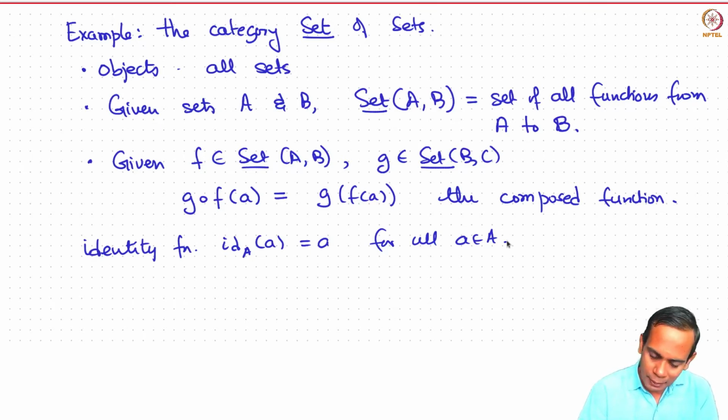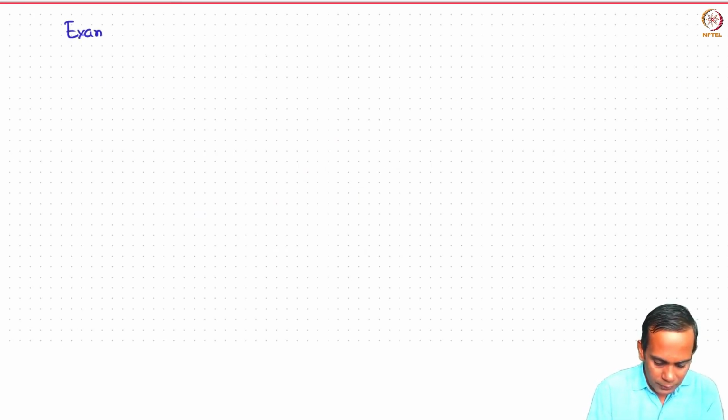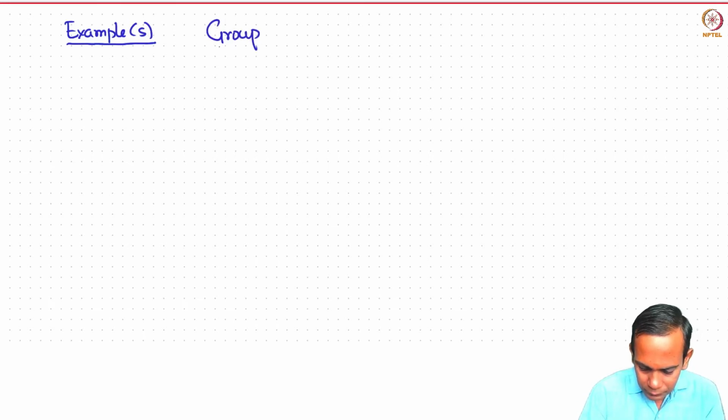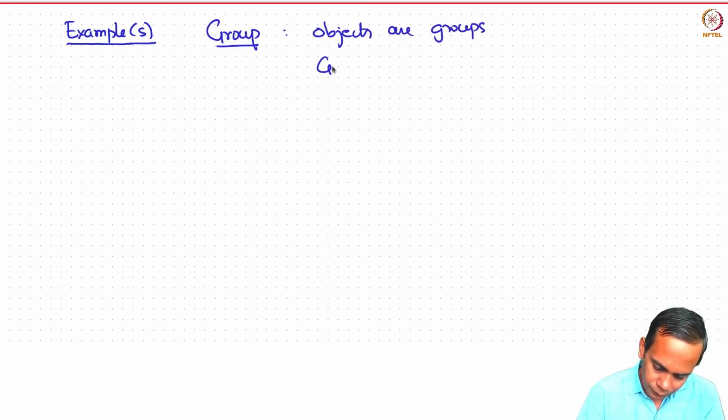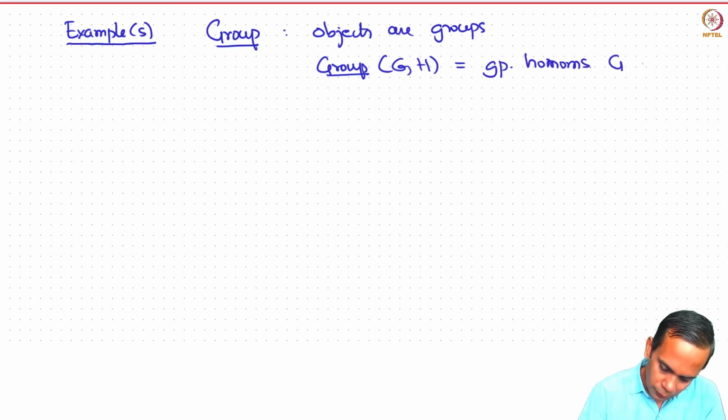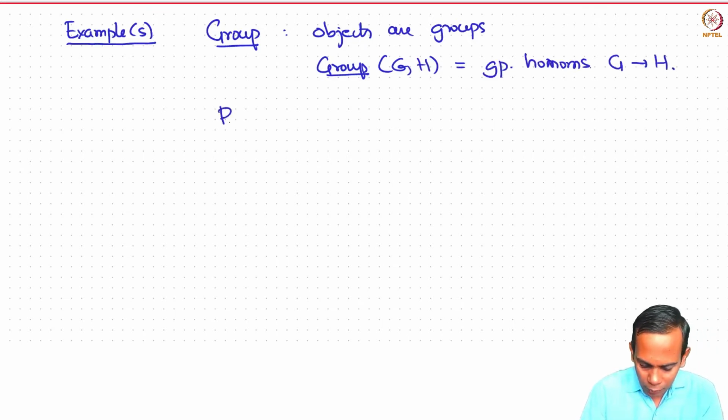Let's look at more interesting examples that we have already encountered in our study of algebra. So maybe these are examples. You can look at the category of groups. Objects are groups. Group(G,H) is equal to group homomorphisms from G to H. Right, you can talk about rings, the category of rings.